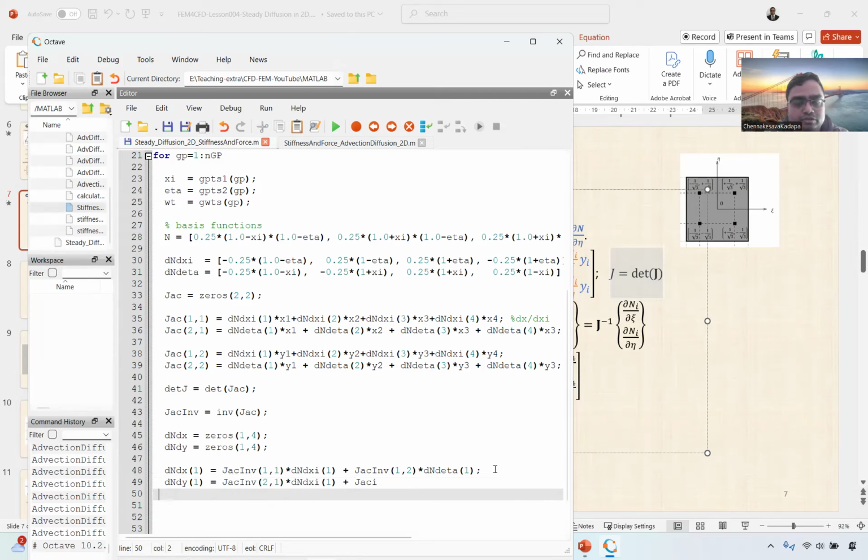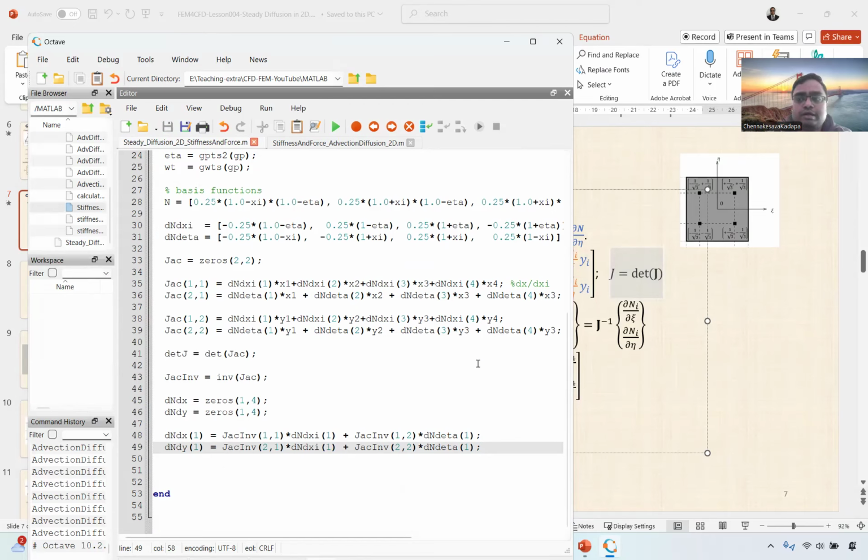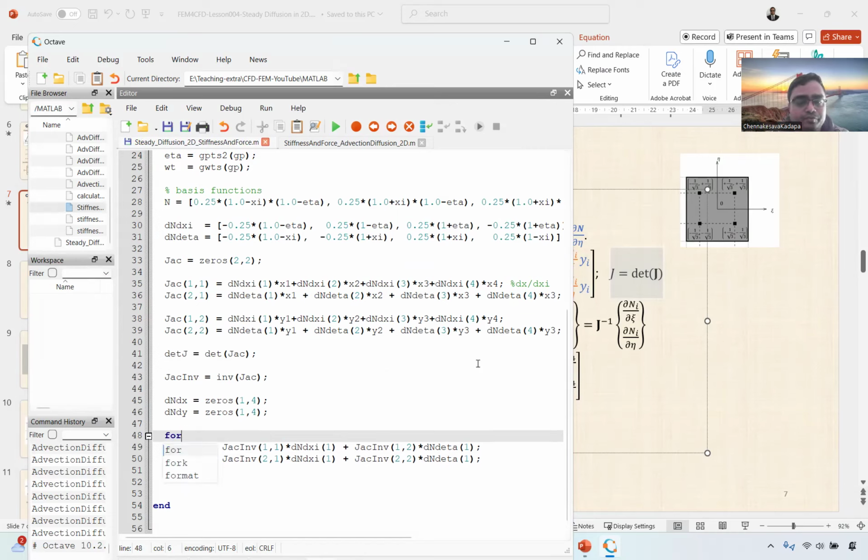Okay, again, we are in the second row, so we get the second component of the second column of the second row, and then the derivative with respect to eta for the first basis function. Okay, so now we have to repeat this for all the other basis functions. The easiest way is to create a for loop for I equal to 1 to 4, so we place them inside the for loop.